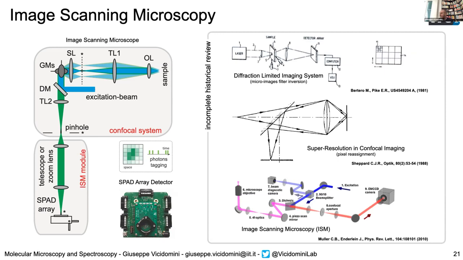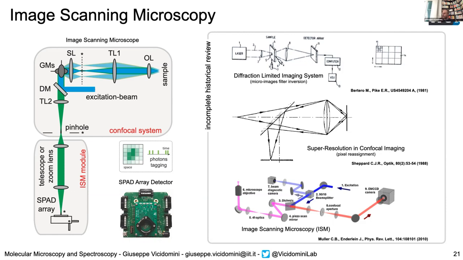I placed this slide because I'm happy to name a few people I work with. Enrico Bertero was one of my PhD supervisors. And the funny thing is that he introduced this technique in the 80s when I was a kid. The same concept was also developed by Colin Sheppard in 88. And the nice thing is that only 20 years later, Enderlein was able to demonstrate the principle of image scanning microscopy, which I'm going to tell you about in much more detail later.